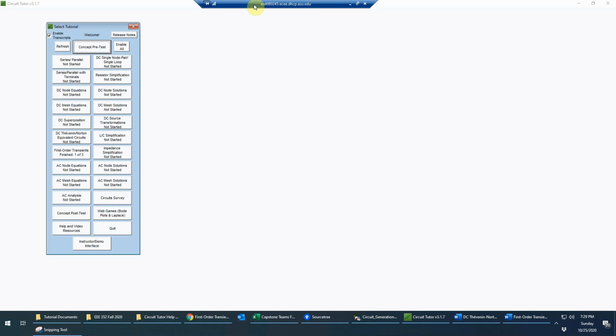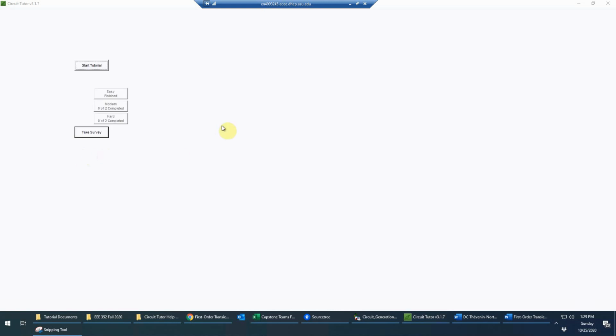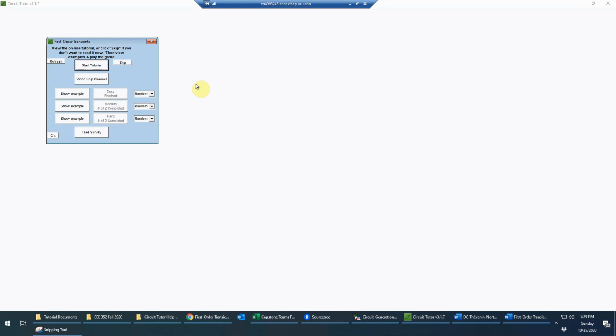This is an example of the first order transient game in Circuit Tutor for level 1, problem type 2, which is an RC type of circuit. So again, there is the introductory tutorial available, which certainly would be a good idea to look at. I'm going to skip that for right now, and we'll select an easy problem here.